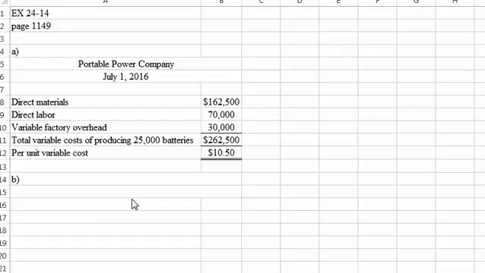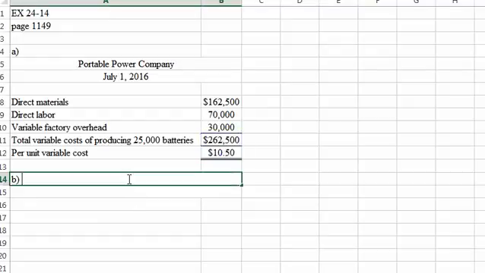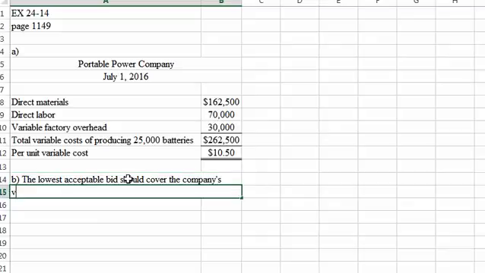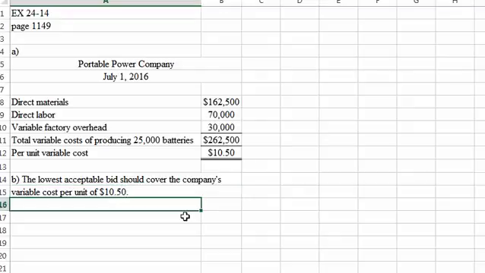So we could say the lowest acceptable bid should cover the company's variable cost per unit of $10.50. Should actually probably be above that to get into profit, but definitely it should not be below that amount.